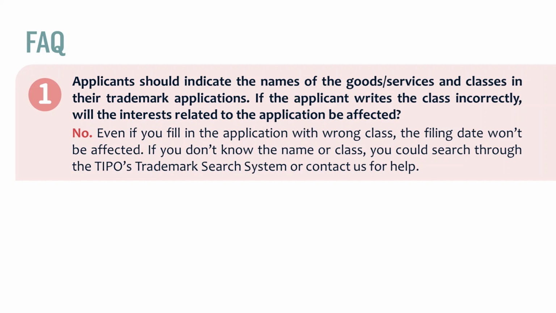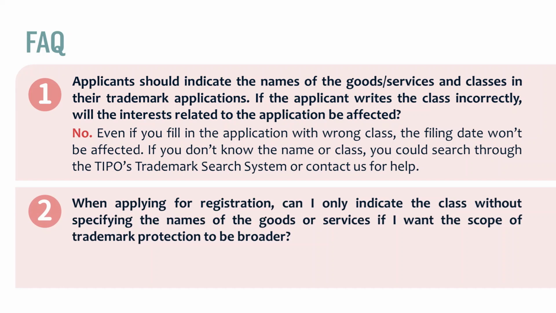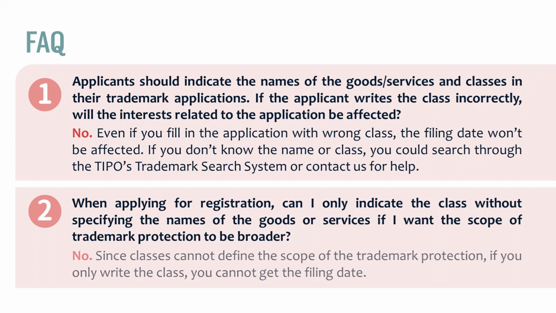If you don't know the name or class, you could search through the trademark search system or contact us for help. Question 2. When applying for registration, can I only indicate the class without specifying the names of the goods or services if I want the scope of trademark protection to be broader? The answer is no. Since classes cannot define the scope of the trademark protection. If you only write the class, you can't get the filing date.